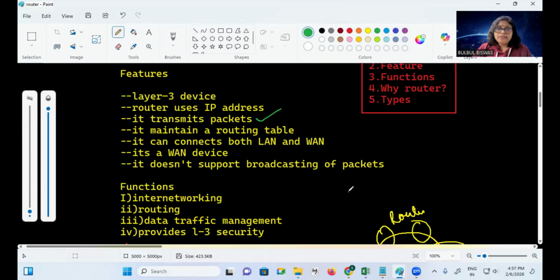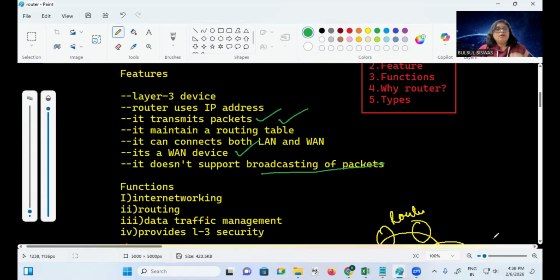Next, these are devices, not human beings, they don't have manipulation capability. Is it clear? They cannot manipulate, they're devices. So that's why these devices maintain a table, and depending on this table they do their respective functions. So the router maintains a routing table, and when the router transfers traffic, it takes the help of the routing table only. Next, a router is a device which can take the data from the LAN, move it through the WAN and send it to the destination LAN. So we call it a WAN device. And the biggest and good thing is that the router does not support broadcasting of packets.